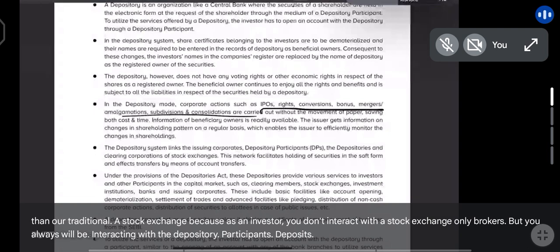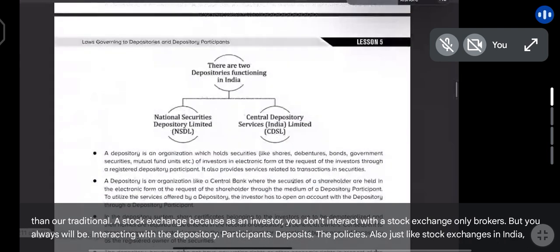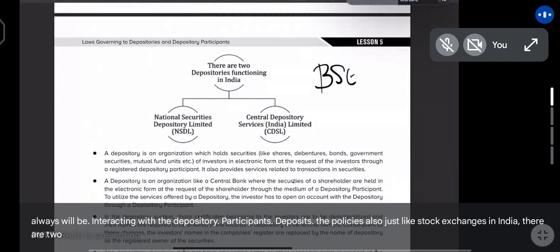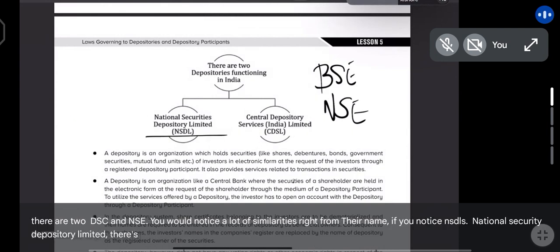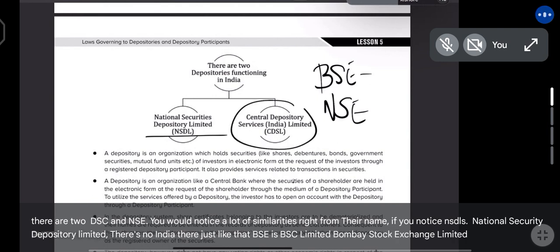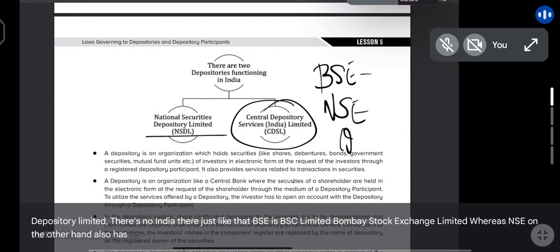Depositories also, just like stock exchanges, in India there are two, BSE and NSE. You would notice a lot of similarities right from their name. If you notice, NSDL is National Securities Depository Limited. There's no India there. Just like that, BSE is BSE Limited, Bombay Stock Exchange Limited. Whereas NSE, on the other hand, also has India in its name.